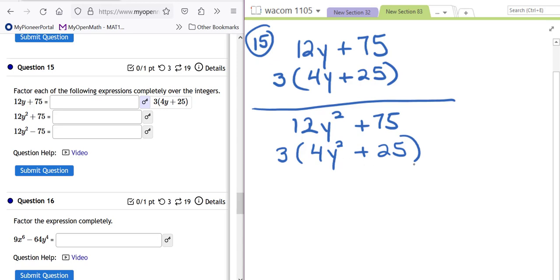You have to be careful here. You cannot do squares on this one. It looks like a square here, it looks like a square here, but it is plus. Different than squares, it has to be minus. So this is as far as you can go on this one.